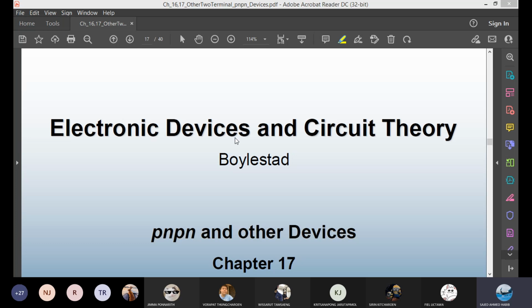So what is the difference between chapter 16 and 17? Can you guess? What is the main difference? The devices that you study. In chapter 16, they are just two terminal devices, only different from the regular diode, both in construction and the characteristics. But the ones you will have in chapter 17 have multiple terminals, not only two terminals. That's the main difference.